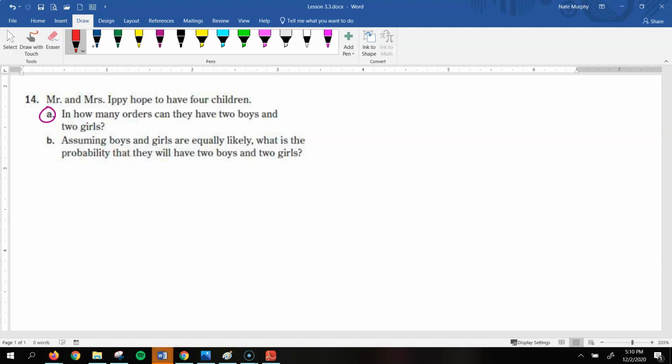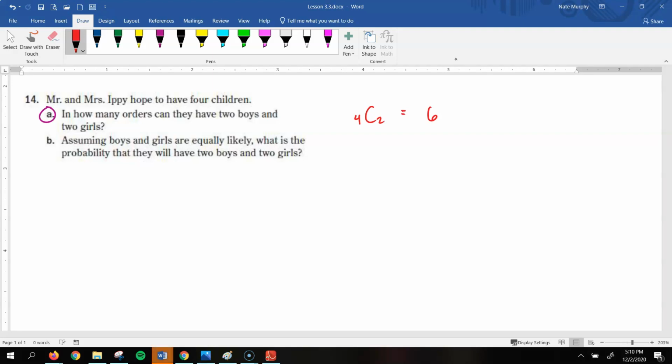So let's start with part A. Mr. and Mrs. Ippy hope to have 4 children. How many orders can they have 2 boys and 2 girls? So there are 4 children, and getting 2 boys would be the same as getting 2 girls. Either one of those would be the same. If you do 4 choose 2 on your calculator, you get 6 as your answer. So there are 6 different ways that could happen.